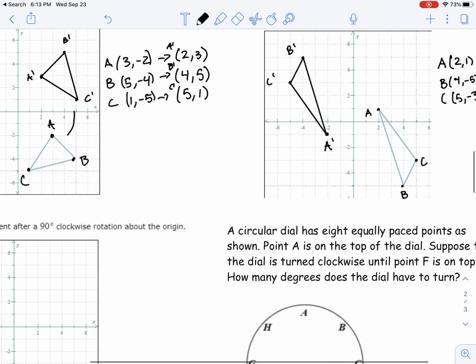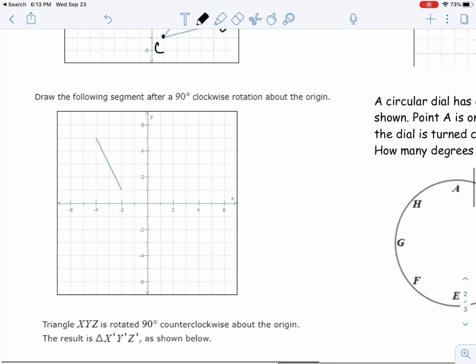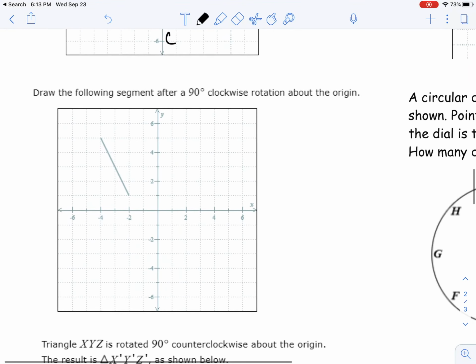Counterclockwise. I guess counterclockwise and clockwise is the same. If it's 180 degrees, it ends up in the same spot. So, all right, segment. So now it's just a segment. That doesn't change anything. We just have 2 points this time. And we're going clockwise also.